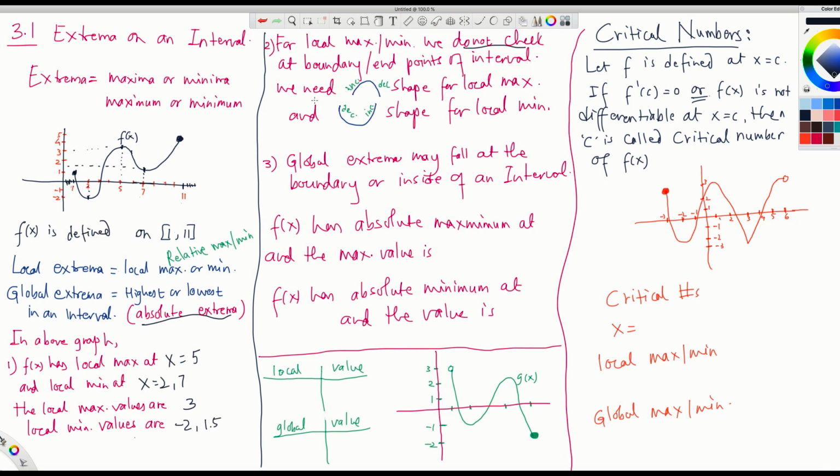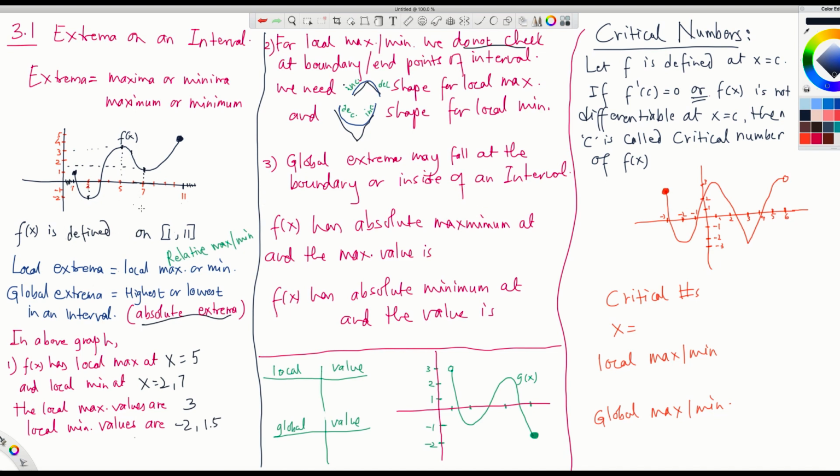Because for local max or local min, for the local max you need an increasing and then decreasing pattern, and then for the local min a decreasing and then increasing shape. That's what we need for the local max and the local min. You understand? Okay. So for the global extrema, the global extrema may fall at the boundary. You check at the boundary, whereas the local max and local min cannot fall at the boundary, only inside an interval. Because for the global max or the absolute max or min, you look at where the height is the lowest and where the height is the highest.